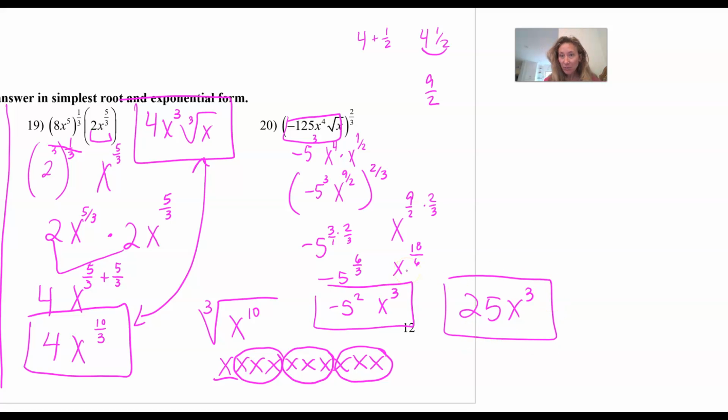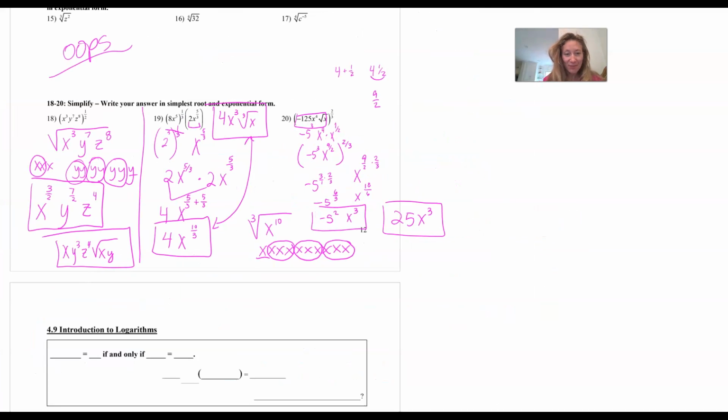And that is simplest radical form because there are no fractional exponents. So that is going to do it for today. I cannot wait to answer your questions and go over some more practice problems with you.